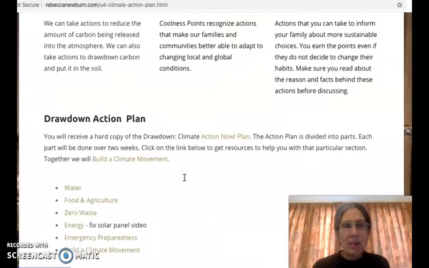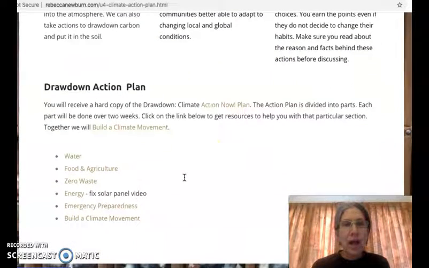On the bottom of this page are links to each of the weeks. So there's a water week, food and agriculture, zero waste, energy, and emergency preparedness. And then the last is build a movement.